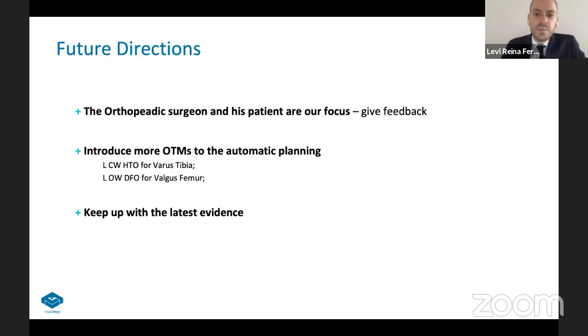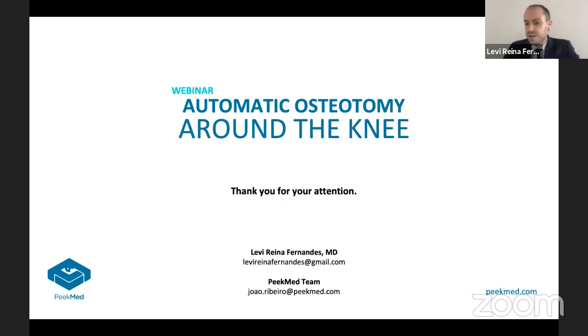So for future directions for me and Peekmed, we welcome every feedback we can get from everyone that is using the program. We will try to introduce more osteotomies to the automatic planning because we are having some surgeons that still prefer to do lateral closed wedge HTO for varus on the tibia and lateral open wedge DFO for valgus on the femur. And we will continue looking up at the latest evidence to keep this tool the most advanced possible. So I would like to thank you all for your attention, and I'm gladly answer your questions now. Thank you.